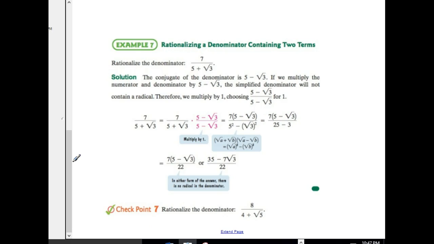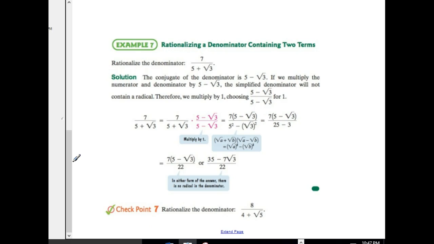When the radical is not by itself, but with another term, or two terms as we call it, then what we have to do is get rid of that. Multiplying by just the square root of 3 here in this example wouldn't work, because even though you would eliminate it from the second term, you would add the square root of 3 to the first term. So what we have to do is choose what is called a conjugate, which is the opposite.